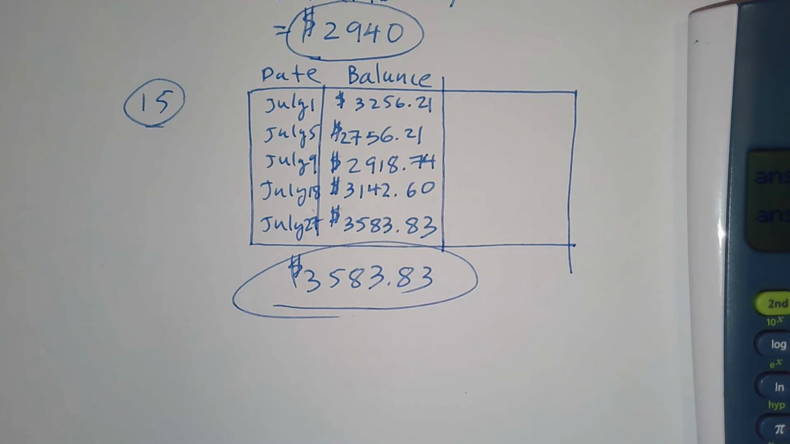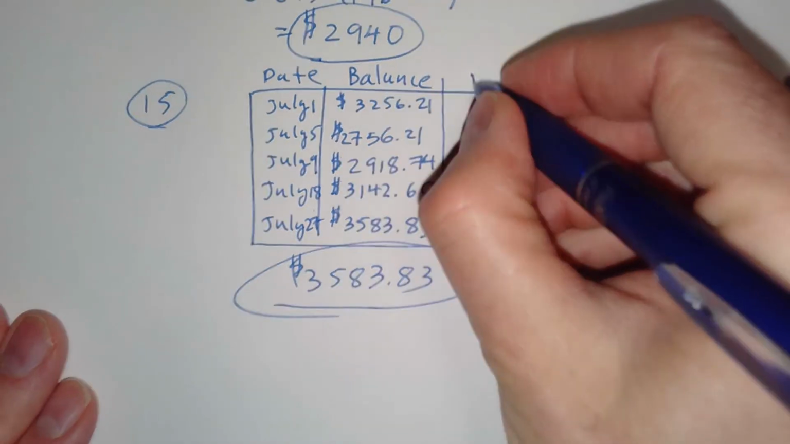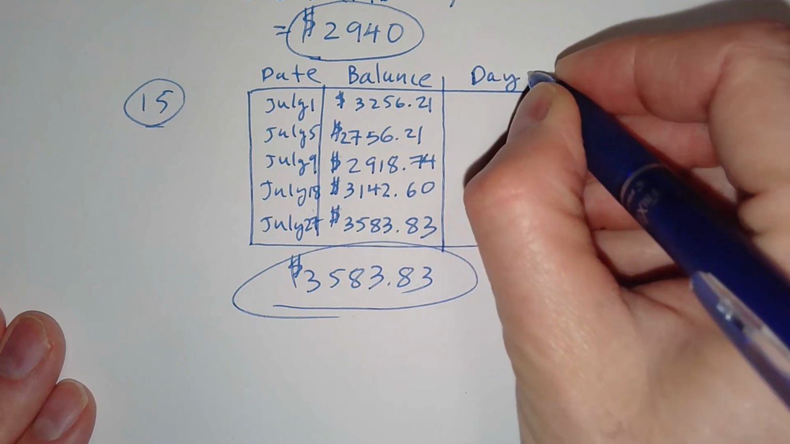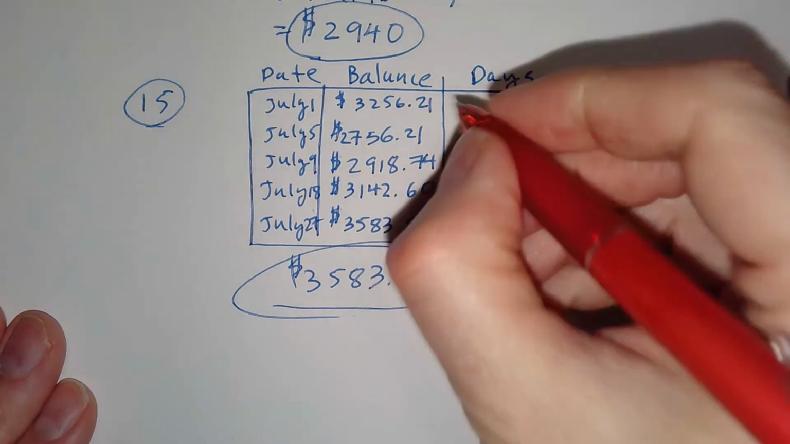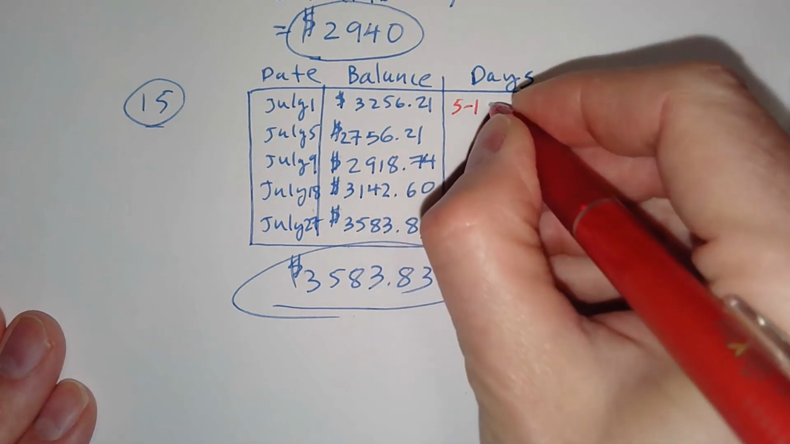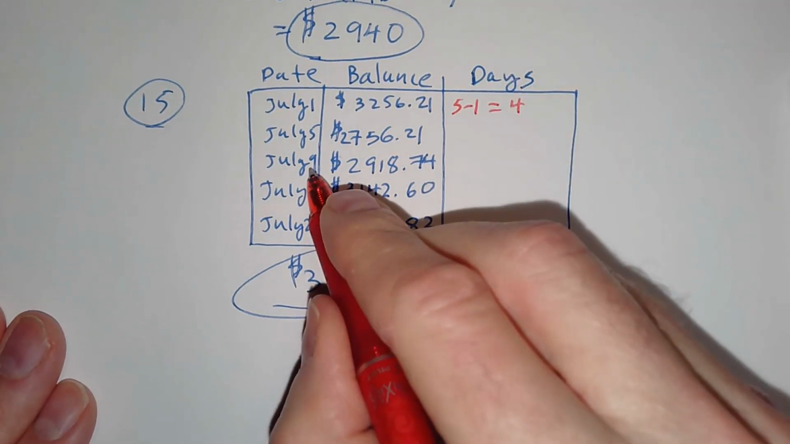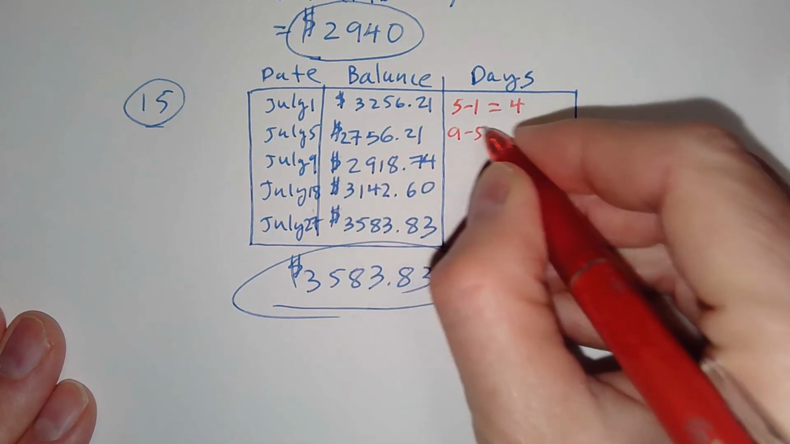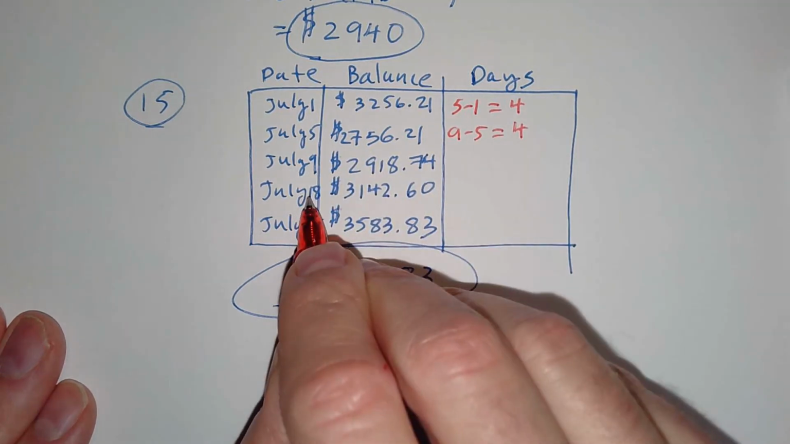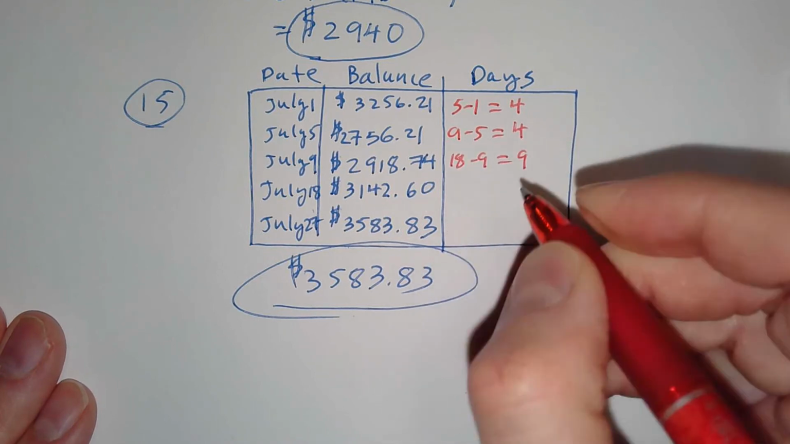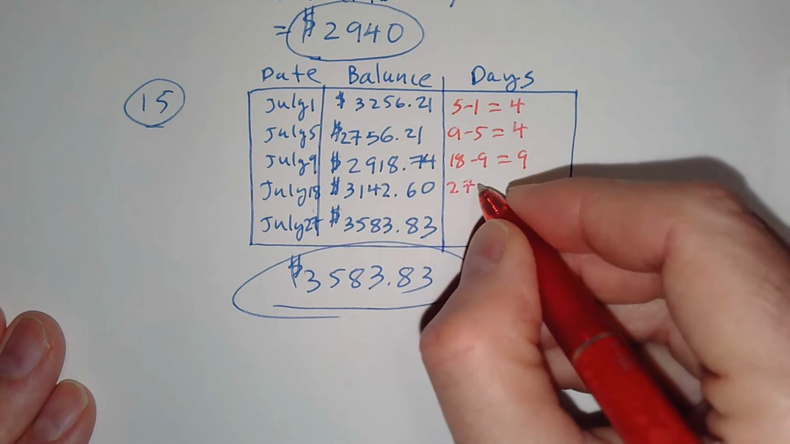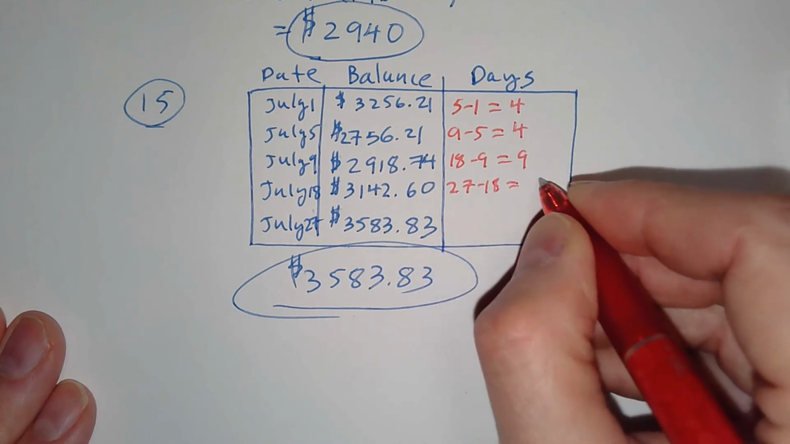Now, since it's part of the same problem, let's go ahead and do number 16. We have to find the average daily balance. Okay, then we're going to put days here at each balance. So we take, on this one, 5 minus 1 is 4. 9 minus 5 is 4. 18 minus 9 is 9. 27 minus 18 is 9.